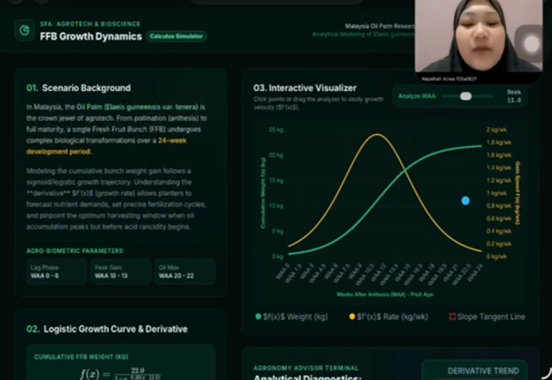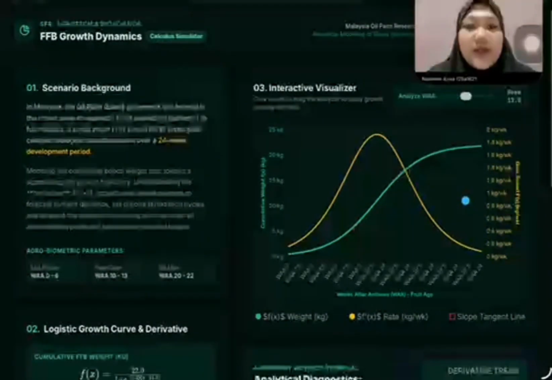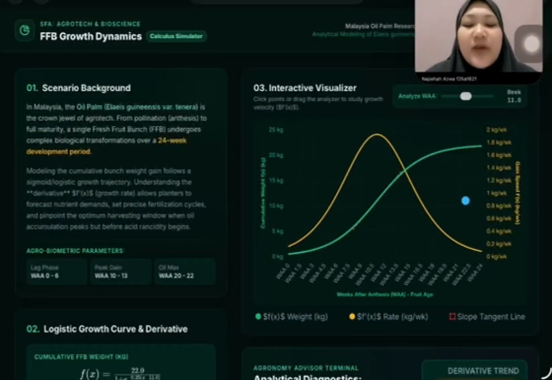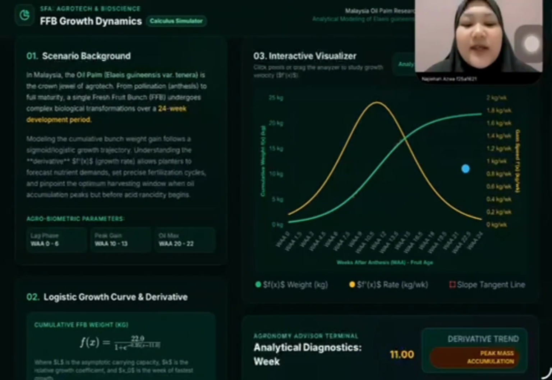Our project studies the growth of FFB over a 24-week development period using a logistic growth model and derivative. The logistic growth model shows how the fruit weight increases slowly at first, then rapidly, and finally slows down near maturity. The derivative function helps calculate the growth rate every week.